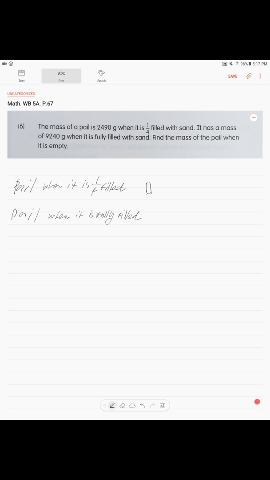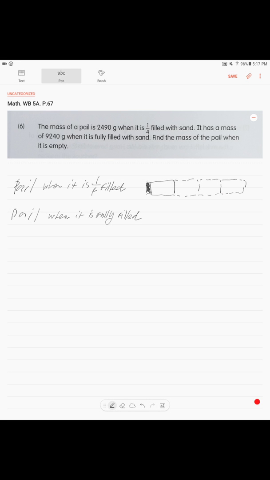So this is your pail, okay? So this is some kind of unknown block, and it has 1/4 units. Okay, so we know that this pail and this unit, they give us 2,490 gram. Now we know that same pail and same unit, but now there are 4 of them, right? Full pail all together give us 9,240 gram.